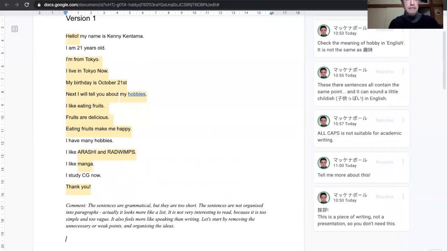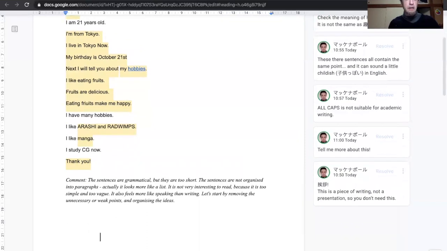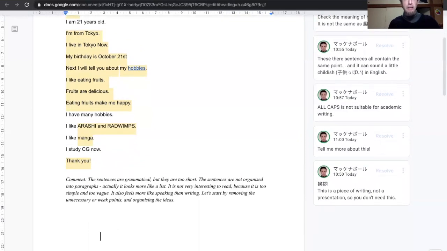I wrote a little comment here. These sentences are grammatical, but they are too short. The sentences are not organized into paragraphs. Actually, it looks more like a list. It is not very interesting to read because it's too simple and too vague. It also feels more like speaking than writing.